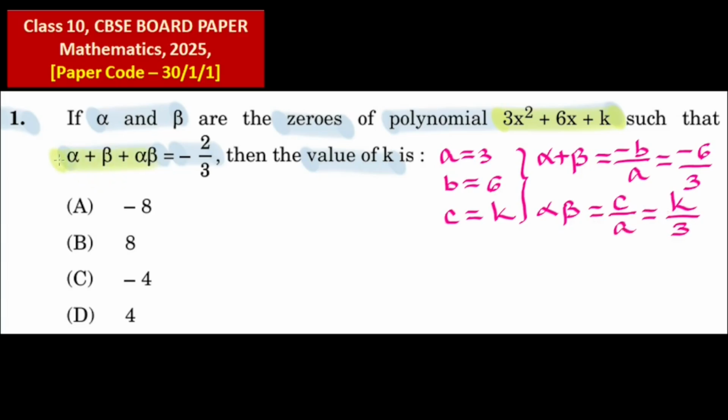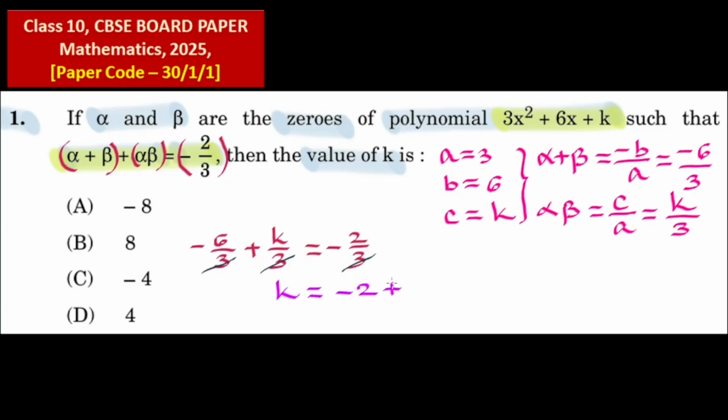Now from this expression, for this alpha plus beta, we write minus 6 upon 3 plus for this alpha beta, we write k upon 3, which equals this minus 2 upon 3. Cancelling this 3, k equals minus 2 plus 6, 4. Hence, the correct answer option is D, 4.